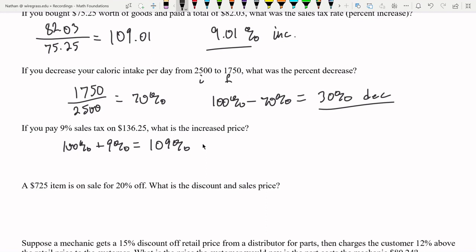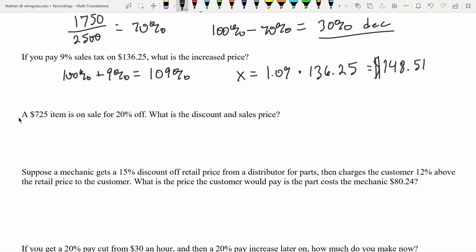So now all we have to do is find what is 109% of the 136.25, and that will give us the increased price. That's the same thing as just multiplying the percentage times the whole price of the item. And that gives us $148.51, which is more than the price of the item, which is what we expect, right? Sales tax is always on top of the price of the item.